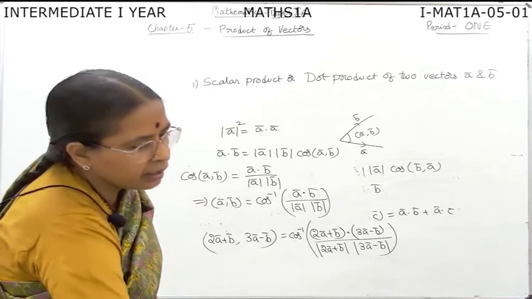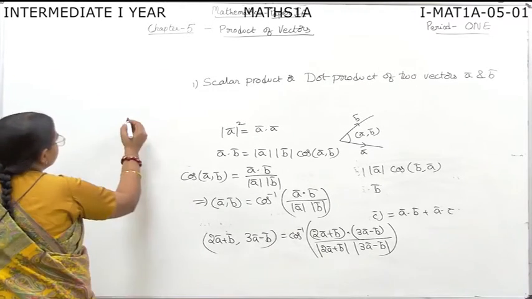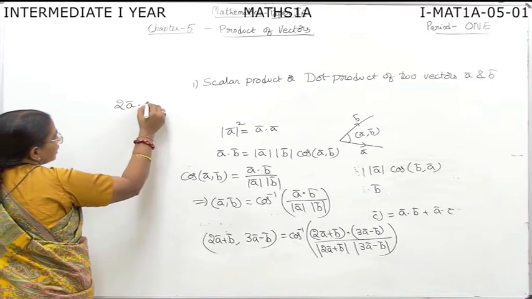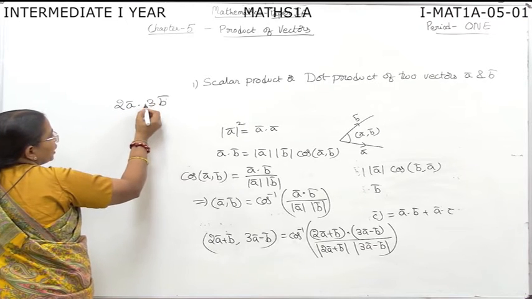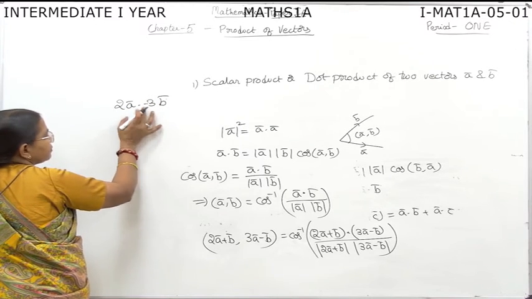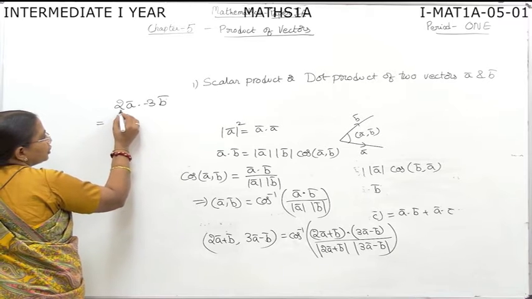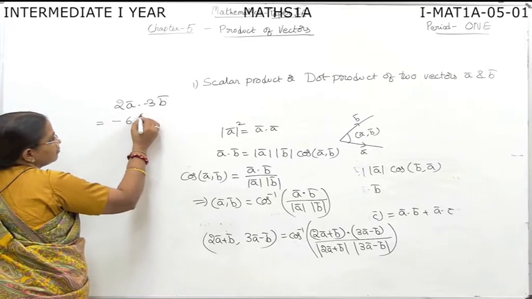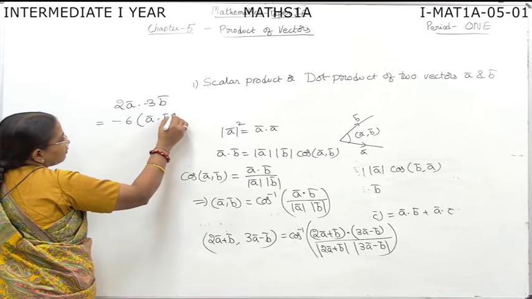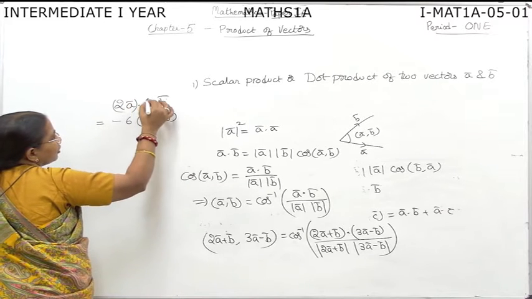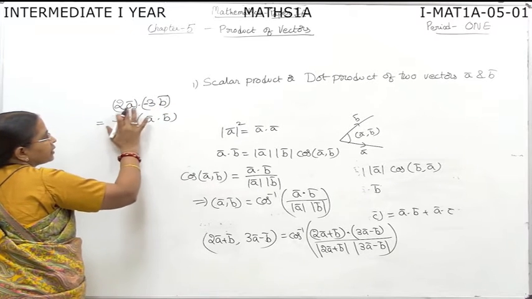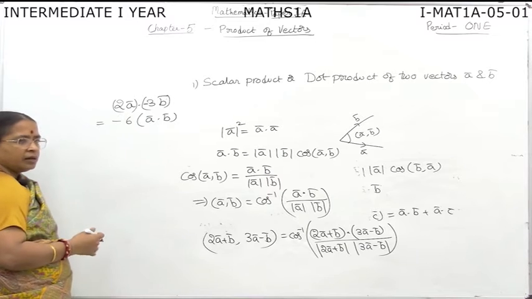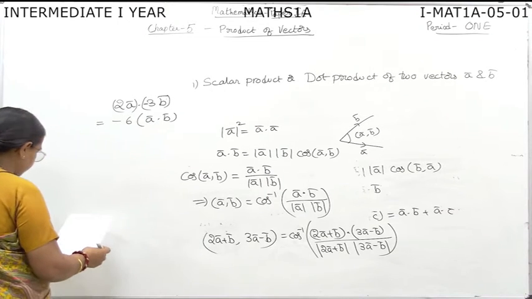Next, suppose I have 2A dot 3B or 2A dot minus 3B. Then you can just multiply these numbers, ordinary multiplication. 2 into minus 3 is minus 6. And then take the dot product between A and B. 2A dot minus 3B is minus 6 into A dot B. For A dot B, again you have the formula, you'll apply that.